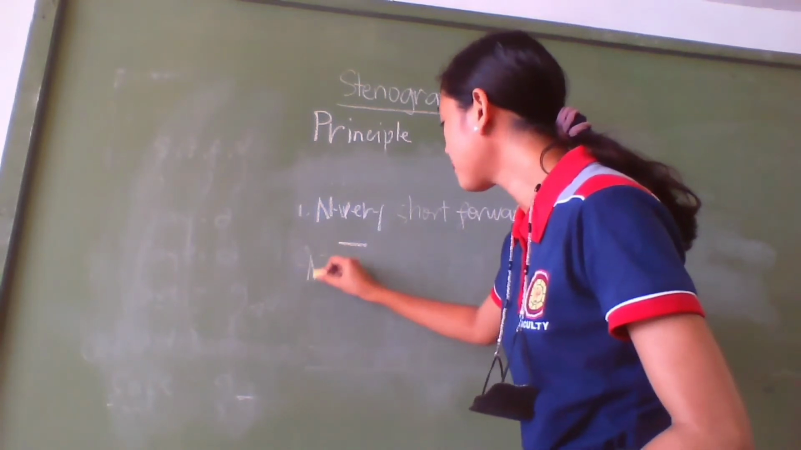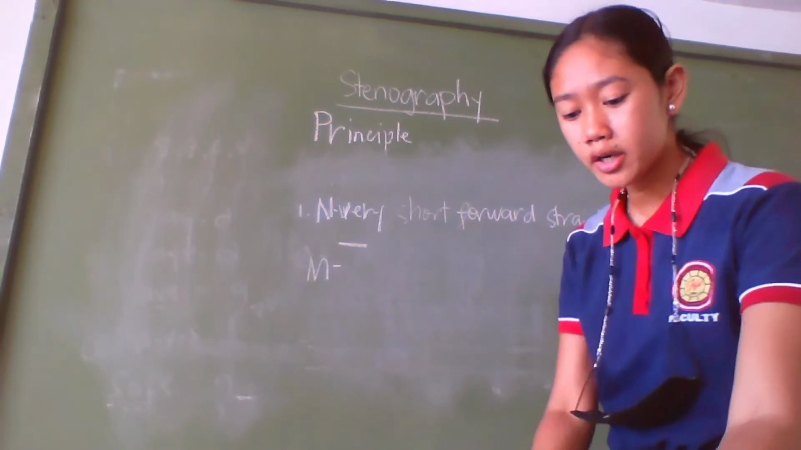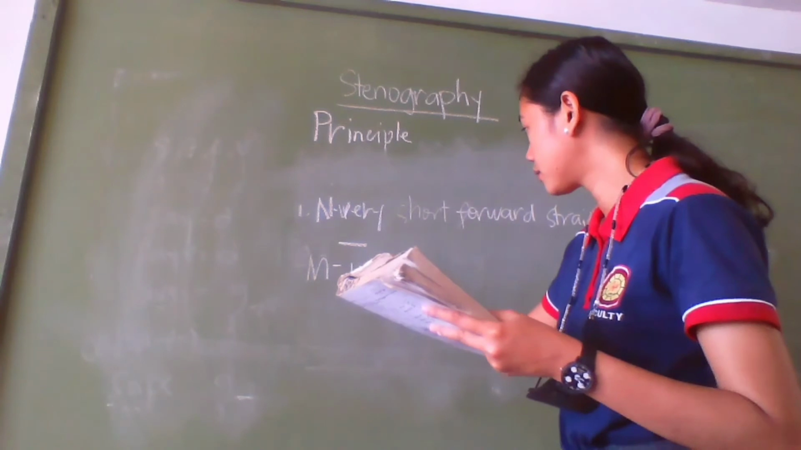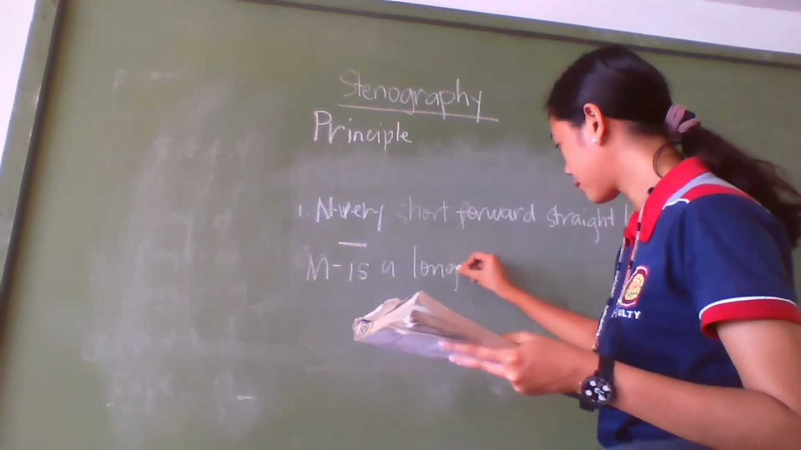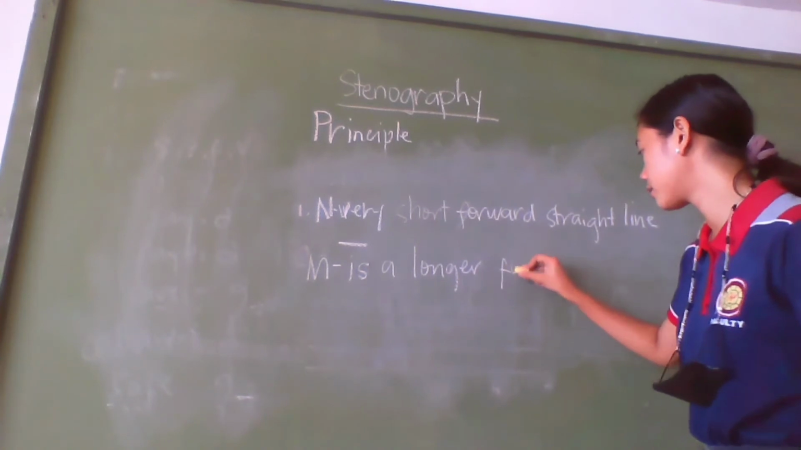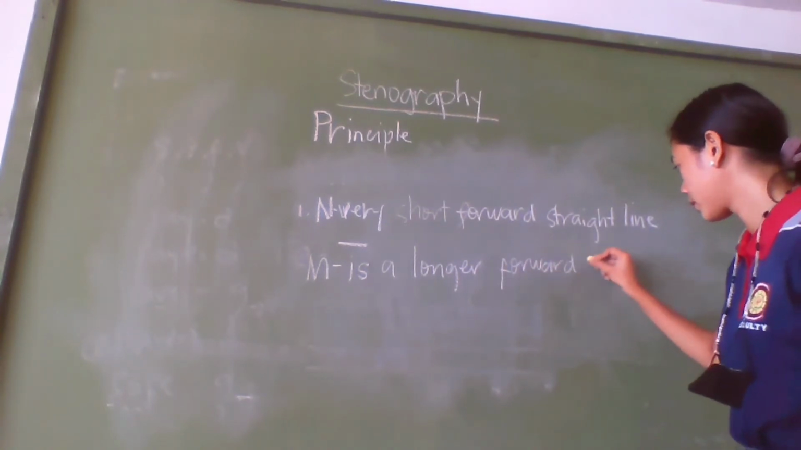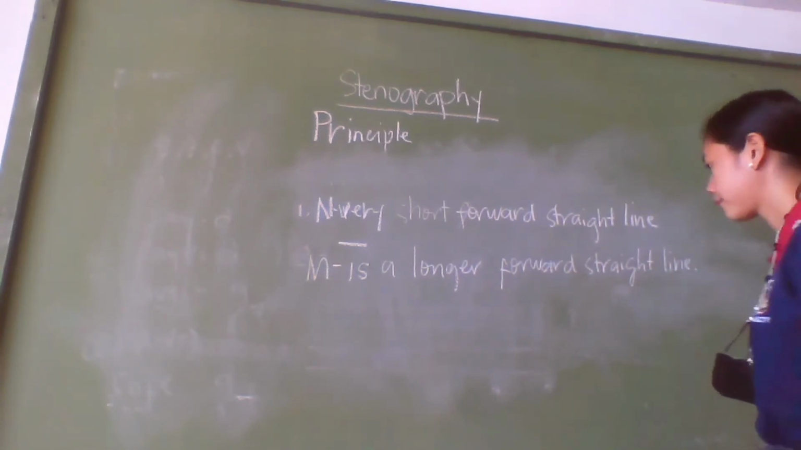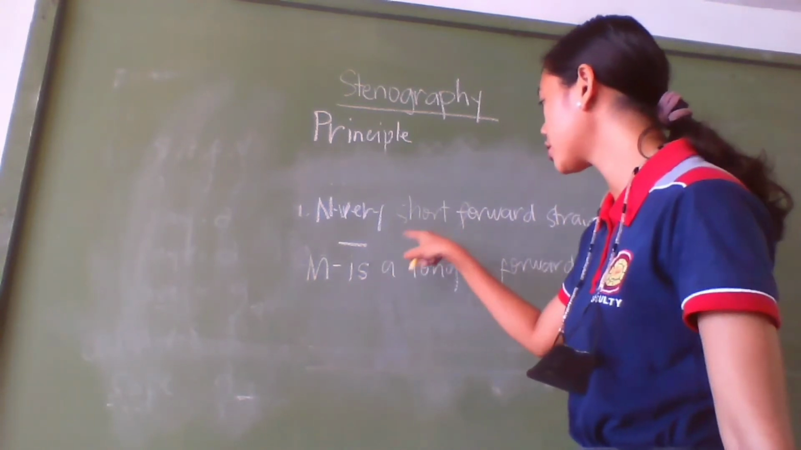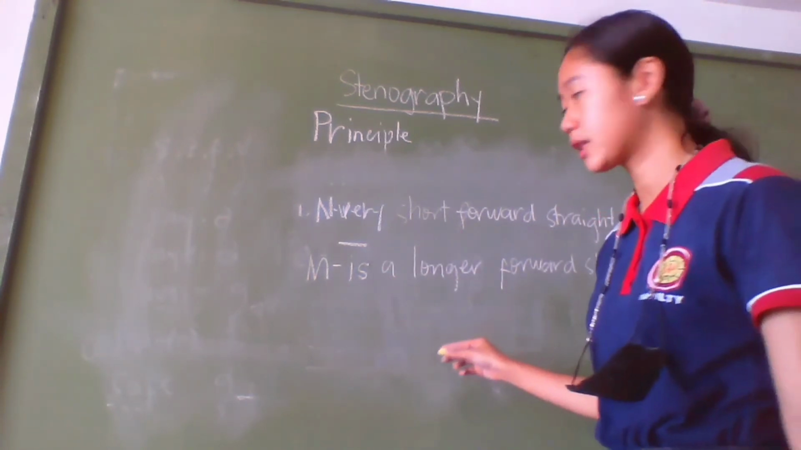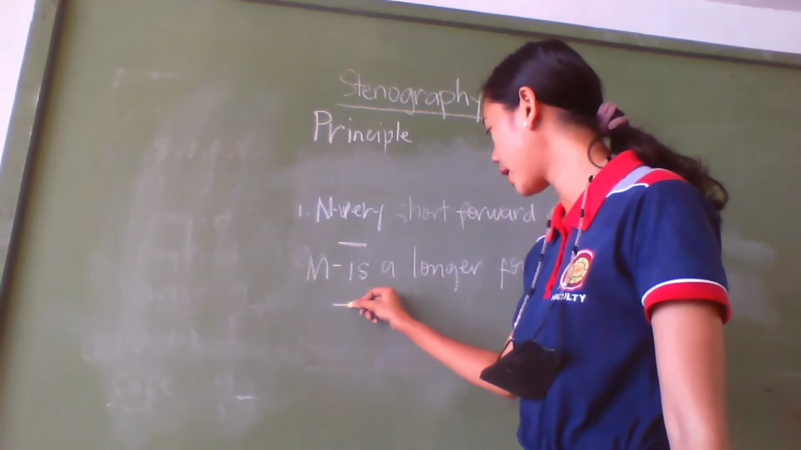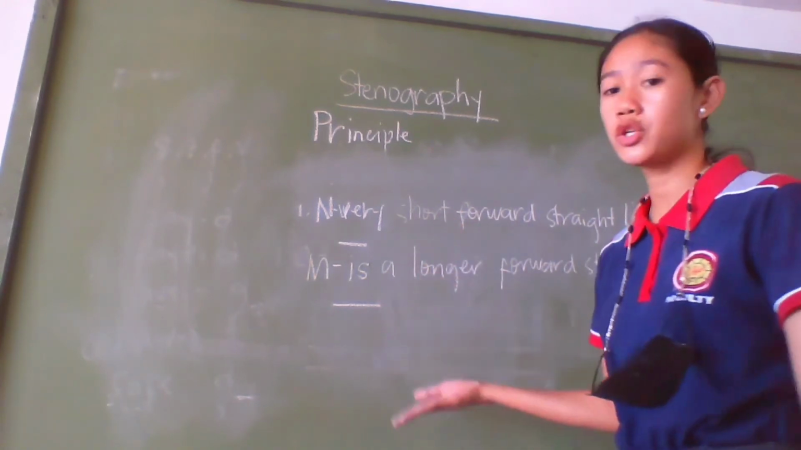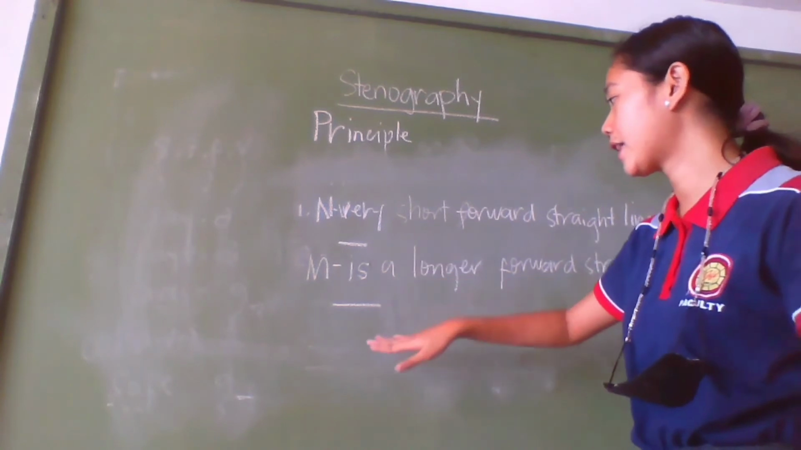And si letter M, longer, somewhat longer, gihapon niya siya, is a longer forward straight line. So, ibig sabihin, kung si N is very short, si M is longer forward straight line. So, this is how we write. Yan. Diba? So, makita ninyo ang difference between letter N and letter M.